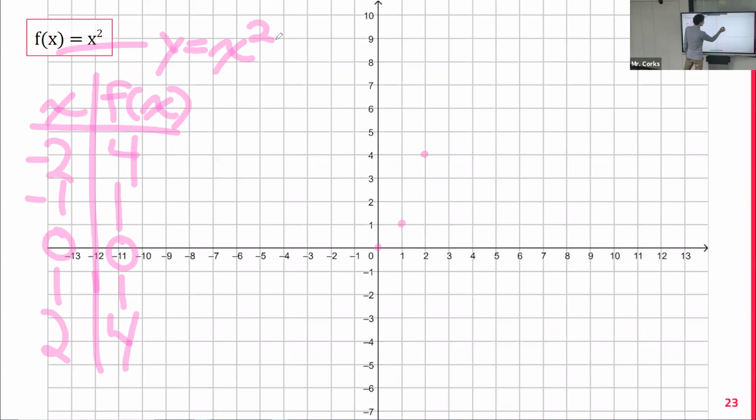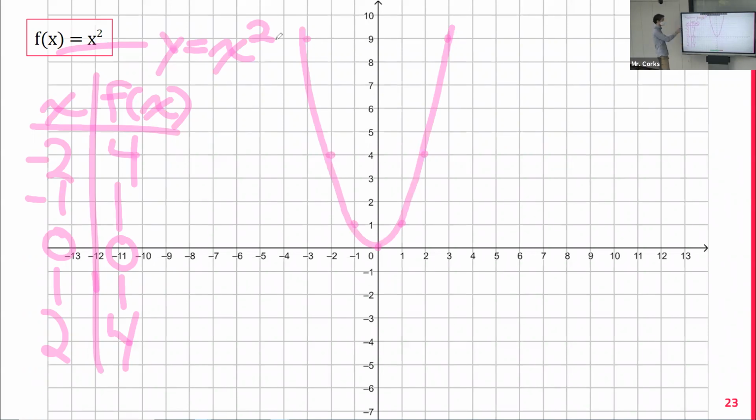So 0, 0, 1, 1, 2, 4. 3, 9 is going to be another one. -1, 1, -2, 4, -3, 9. And we just connect the points like that. So that's approximately what the curve looks like.